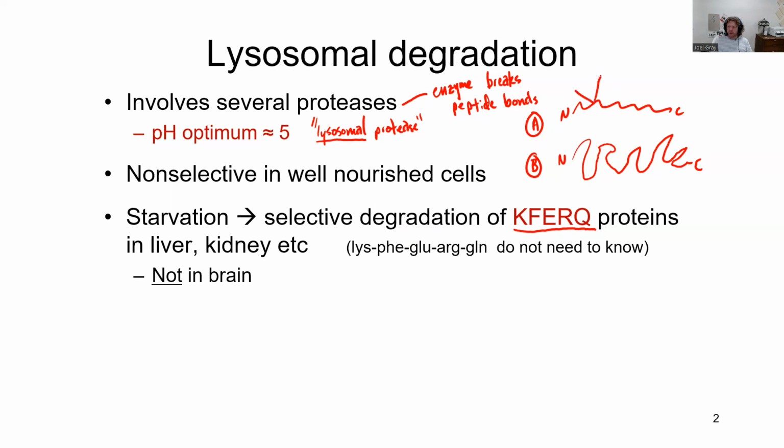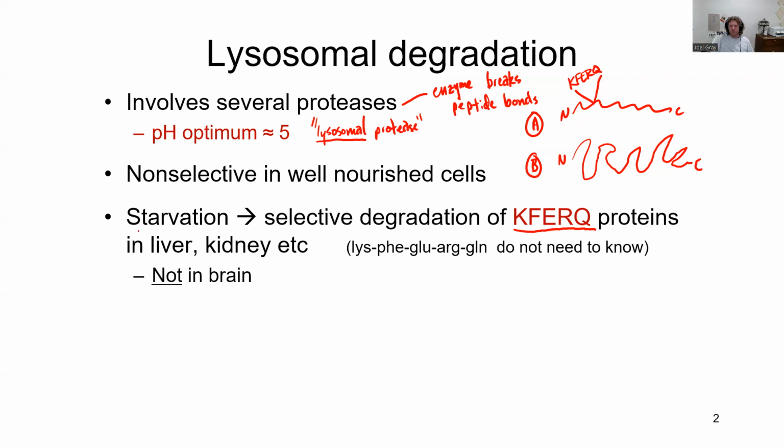Now let's imagine that protein A has this KFERQ peptide. Okay, so A has that KFERQ peptide, B does not. Under well-nourished conditions, it's flipping a coin. The proteases within the lysosome are not going to go after one more than the other. It's going to degrade them both, and it might go after B before A, or A before B. It's just a flip of a coin.